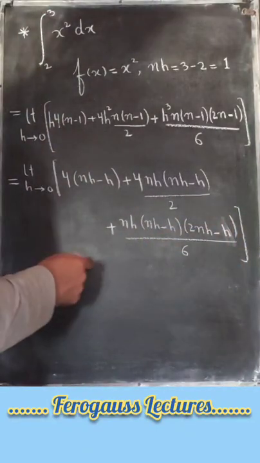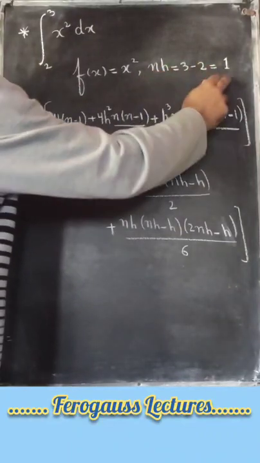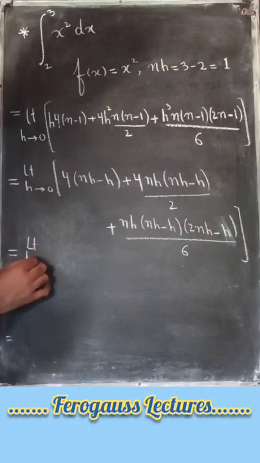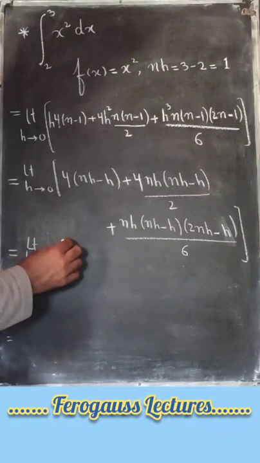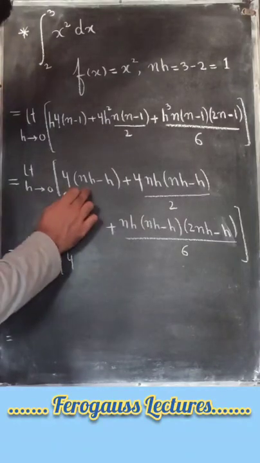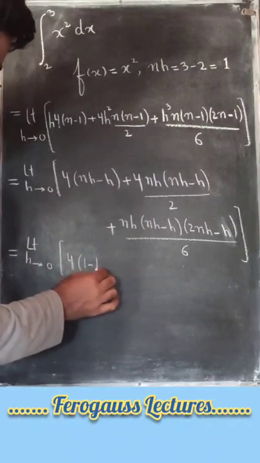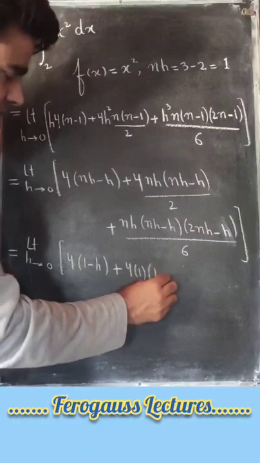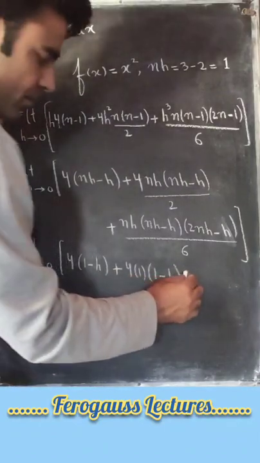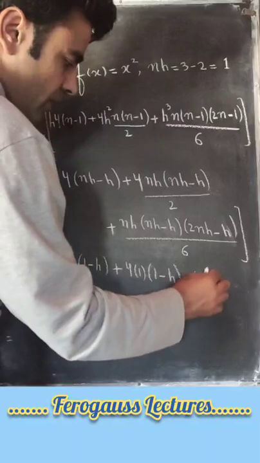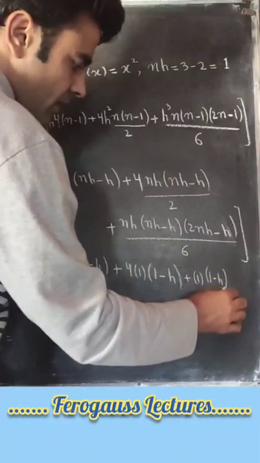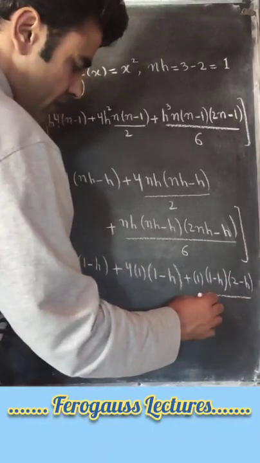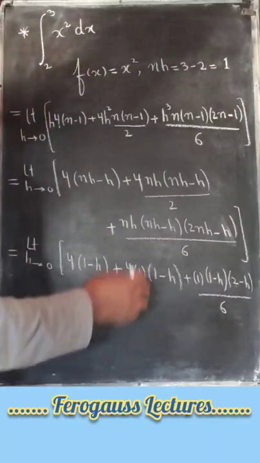Now we replace nh by 1 as nh is equal to 1, so we get the limit h tends to 0 of 4 times, instead of nh we have 1, so it is 1 minus h, plus 4 into 1 into 1 minus h divided by 2, plus 1 into 1 minus h into 2 into 1, that's 2 minus h, divided by 6.